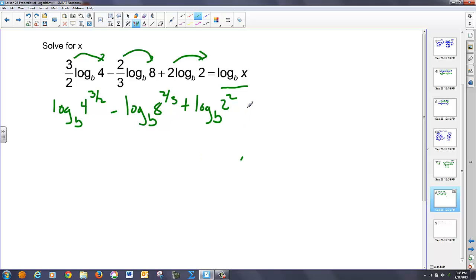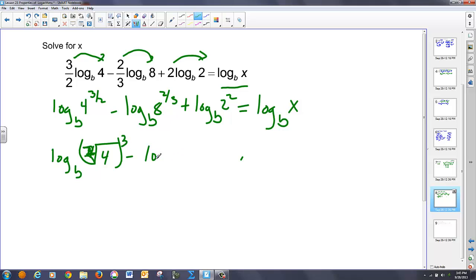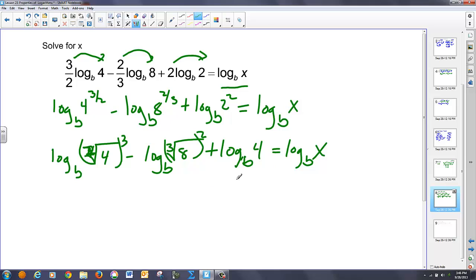2 squared is going to be the easiest to handle. The rest we're going to have to use our knowledge of rational exponents. So this is the log base b of the square root of 4, cubed, minus the log base b of the cube root of 8, squared, plus the log base b of 4. And that's all going to equal the log base b of x.